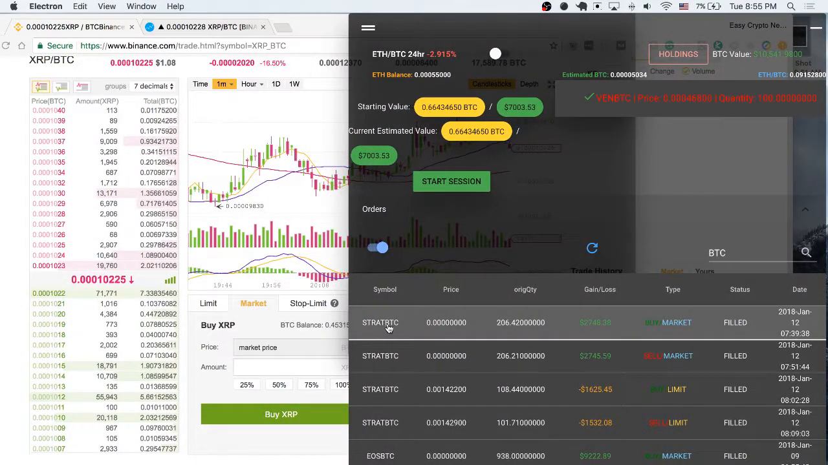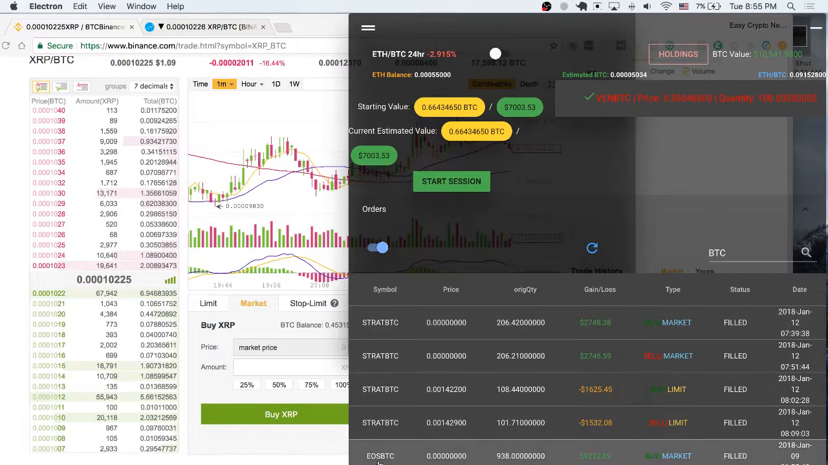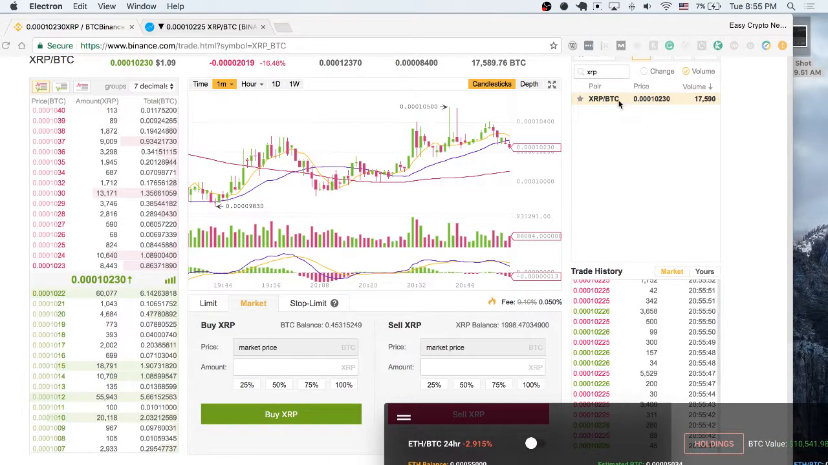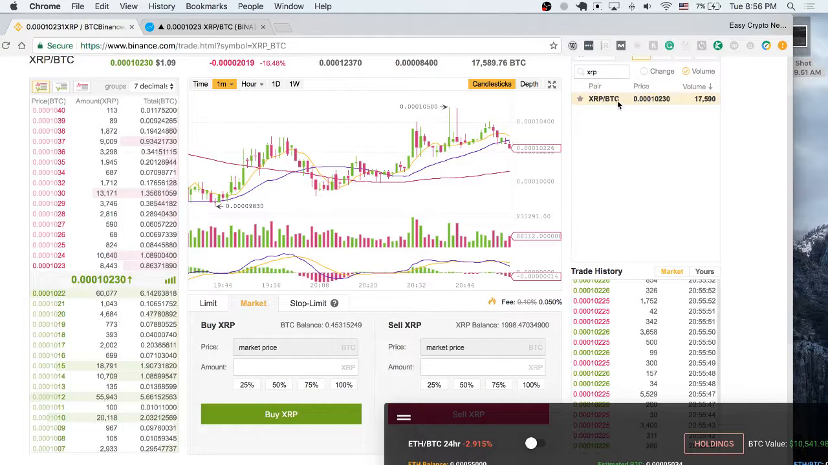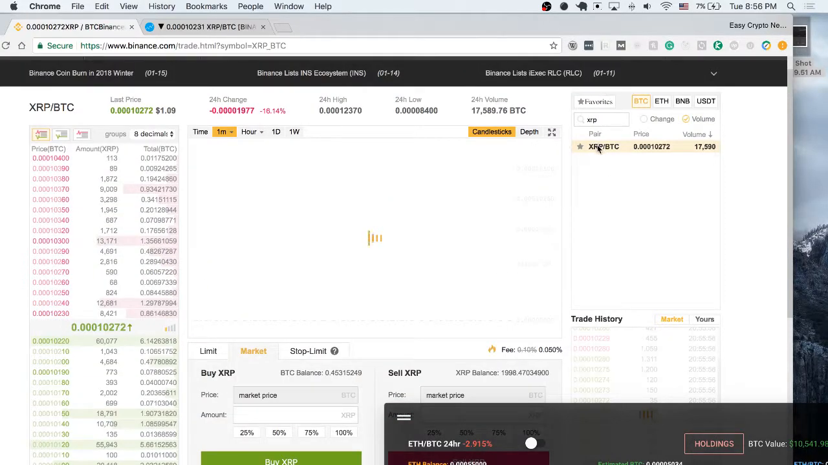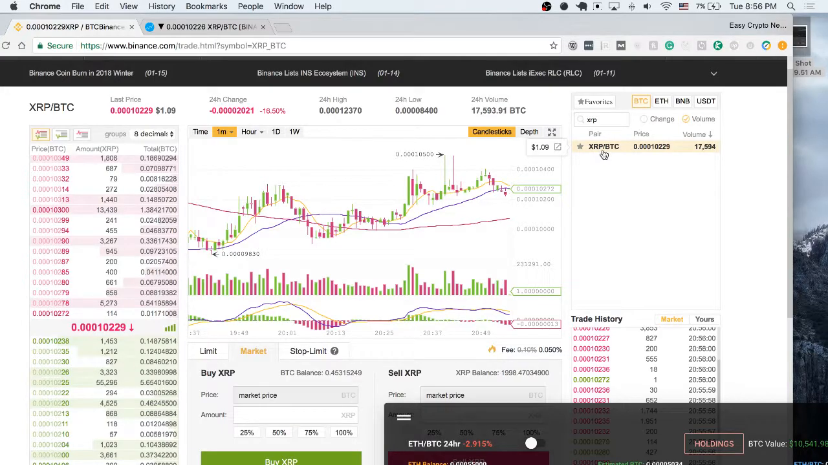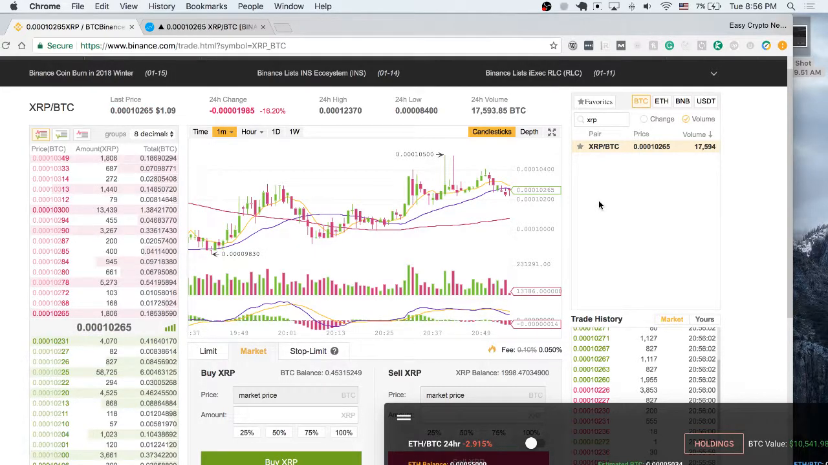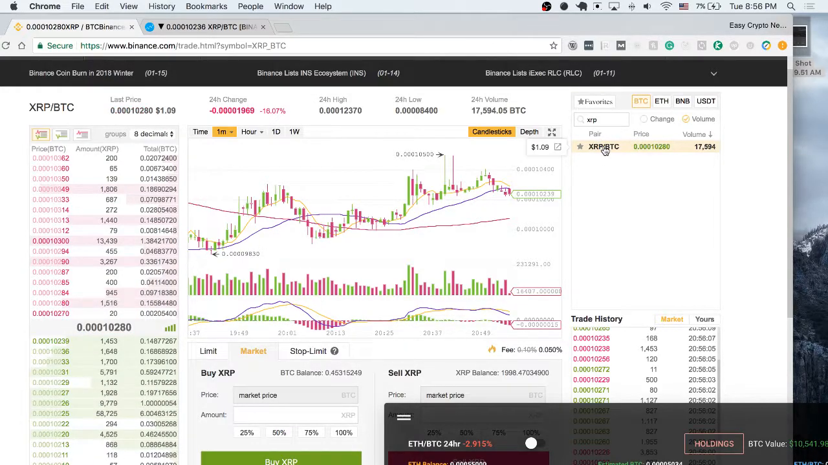This is Strat BTC coin pairings. This is EOS BTC coin pairings. Oh, so this is Bitcoin, right? And I'm buying against XRP. That's the coin pairing. So I'm buying XRP with Bitcoin. Think of XRP USD, right? You can buy USD BTC as a coin pairing, right? It's a conversion between these two coins.